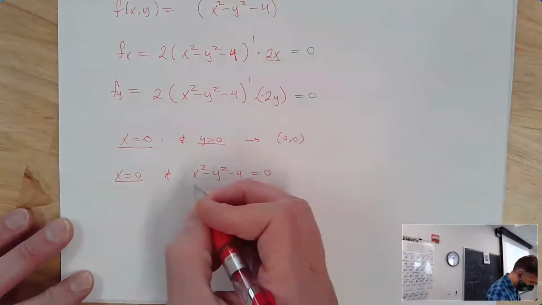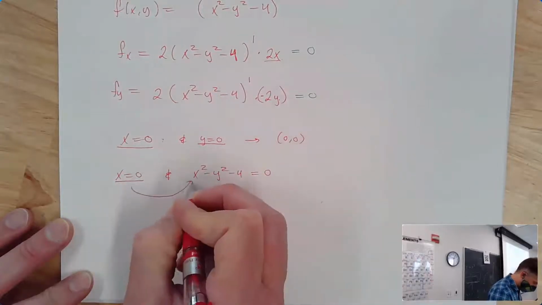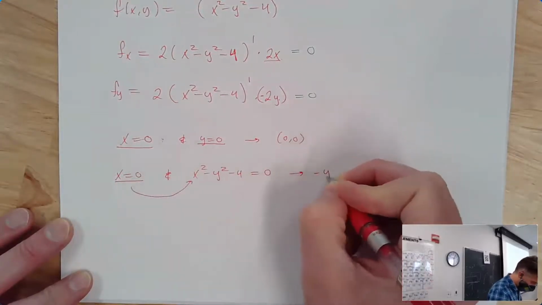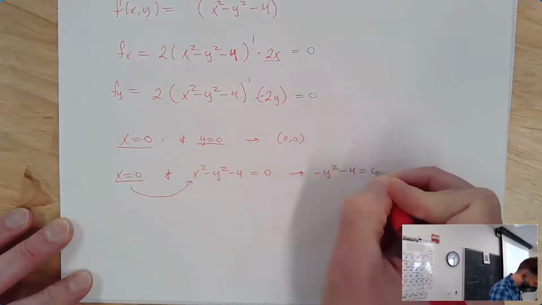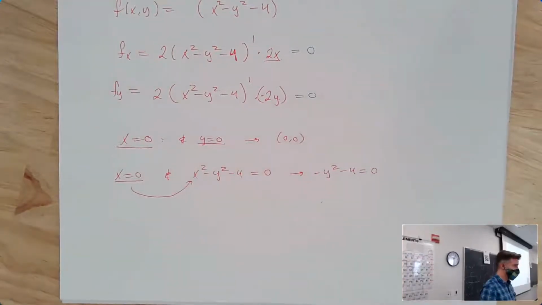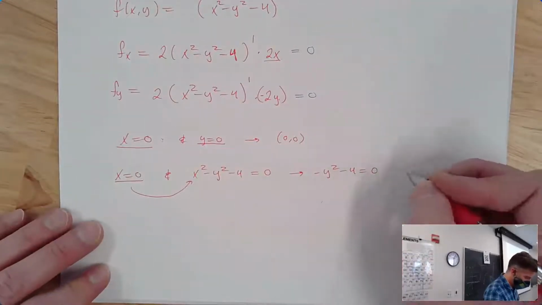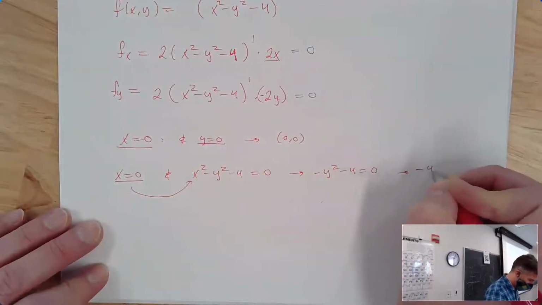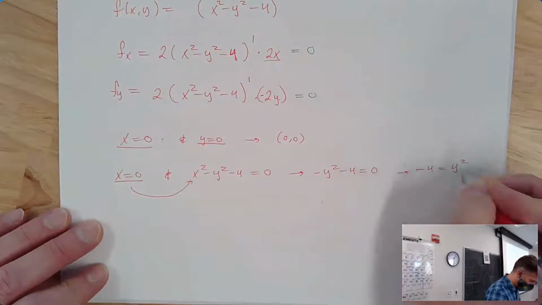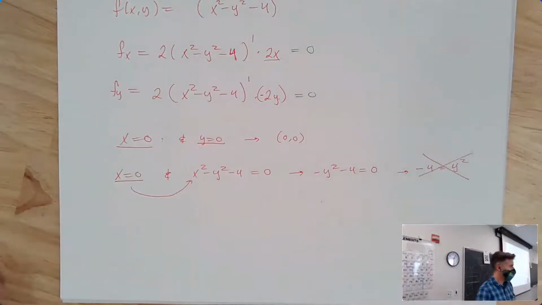If we plug in 0 for x, we're going to get negative y squared minus 4 equal to 0. And I don't think that actually has any solutions, because you'd have to have negative 4 equal to positive y squared, and that is a no-go. That happens sometimes. It's okay.